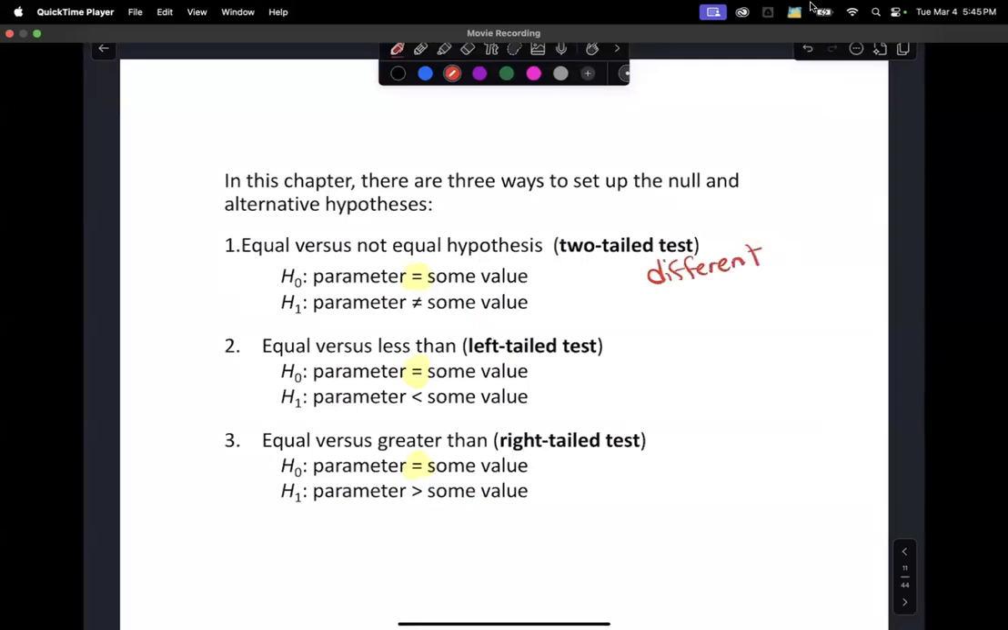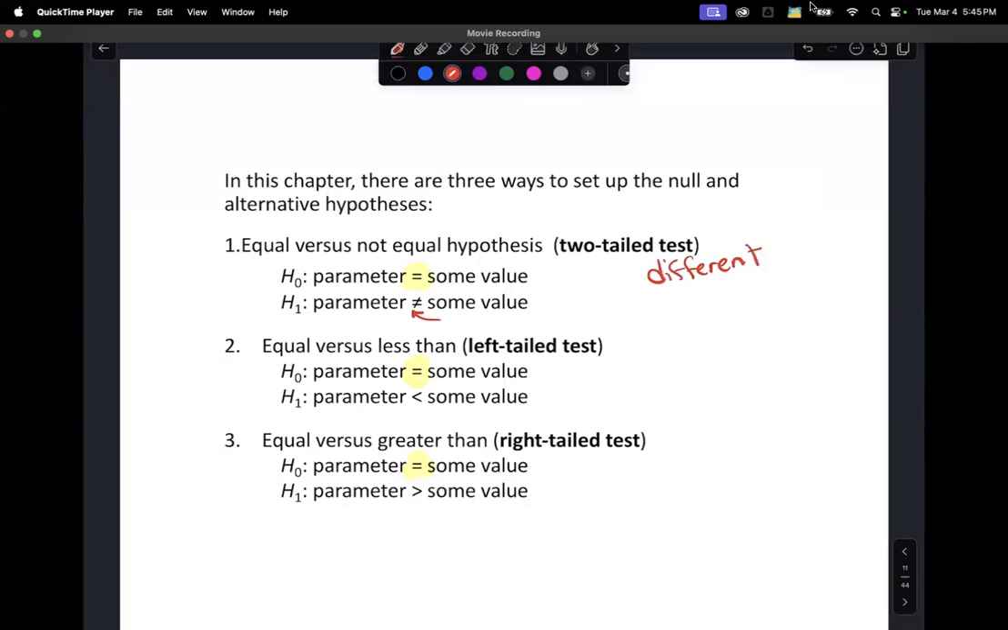So if I say that the researchers think that it's different, if the word different is there, it is a two-tailed test. And with your alternative hypothesis, you're going to have a not equal symbol in there. So two-tailed tests would have not equals. That means it could be higher or it could be lower, but it's just different. I just think it's not that. It's just different.